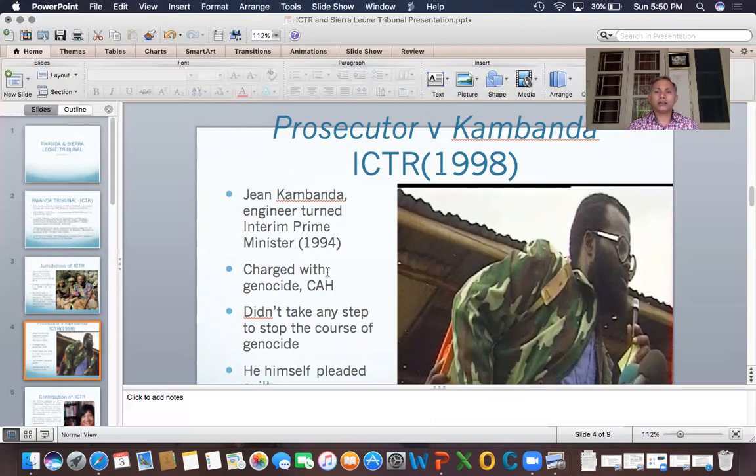And one of the main arguments which was taken up by the prosecutor of the Rwandan tribunal was that he didn't take any step to stop the course of genocide. But one of the very good things that happened in this trial was that at last Kambanda's good personality prevailed over him during the trial.